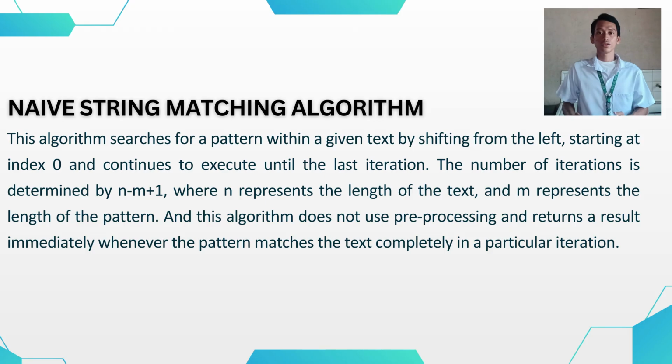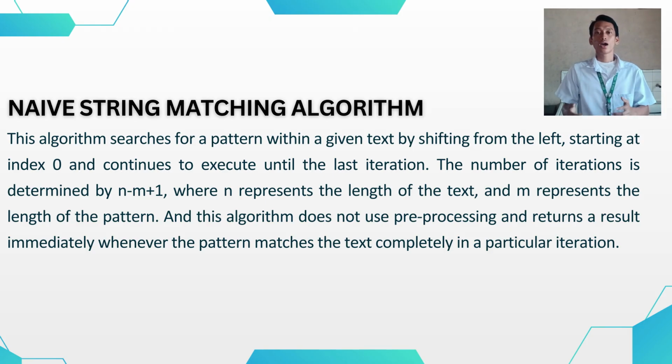The number of iterations is determined by n minus m plus 1, where n represents the length of the text and m represents the length of the pattern. And this algorithm does not use pre-processing and returns a result immediately whenever the pattern matches the text completely in a particular iteration.